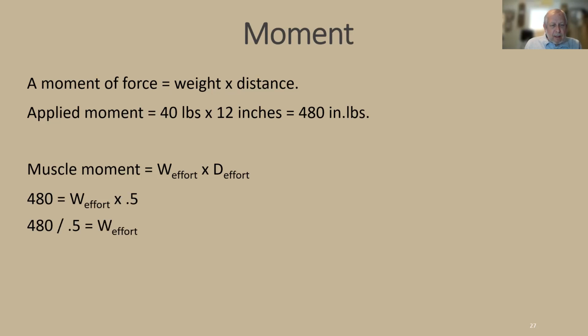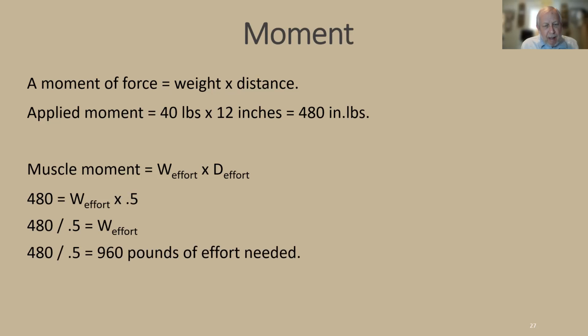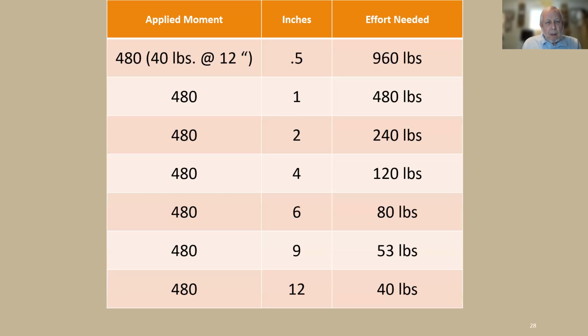Now, I'm going to divide this by 0.5, which is half an inch from the fulcrum to where the muscle hits the lever arm, which is the arm. So it's going to take 960 pounds of effort to move that 40 pounds 12 inches. So you can see that the human arm muscles have to generate one heck of a lot of effort to move something that's even just 40 pounds. And that's if it was half an inch.